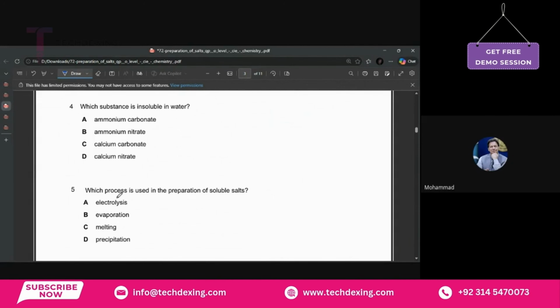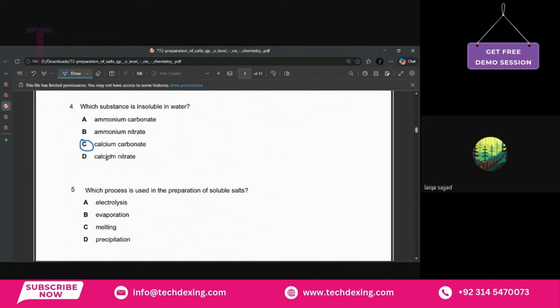Which of these is insoluble in water? Ammonium nitrate, is it soluble or insoluble? Calcium carbonate? Very good. It's calcium carbonate. Why not A and B? Because all the ammonium salts are soluble. And why not D? Because all nitrate salts are also soluble in water. Very good.